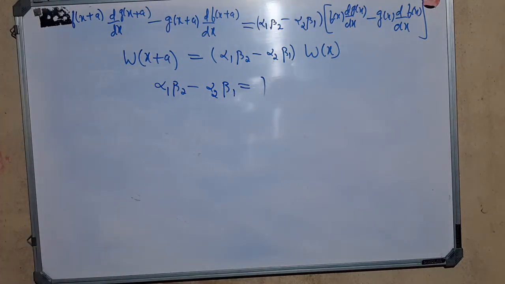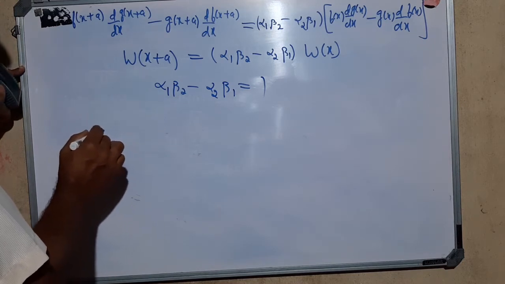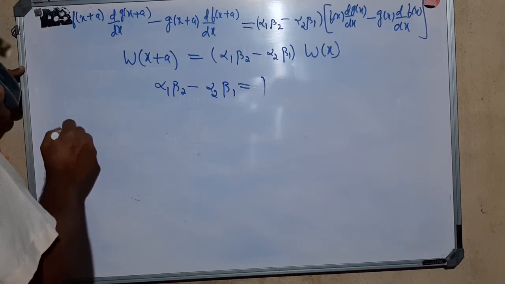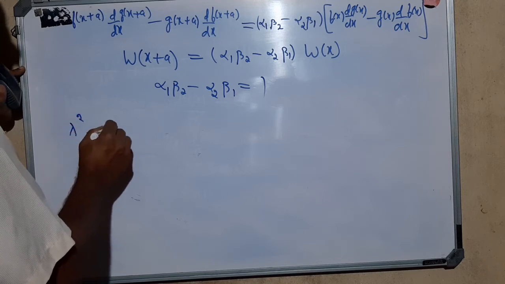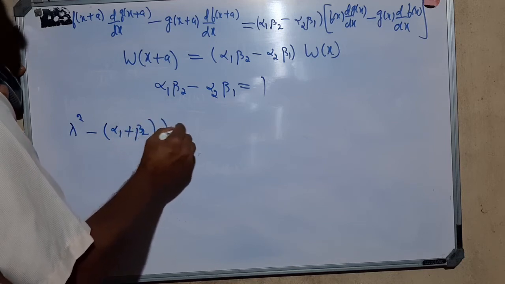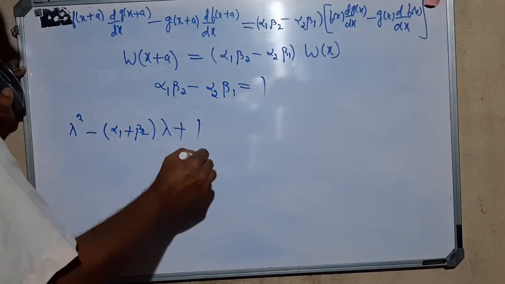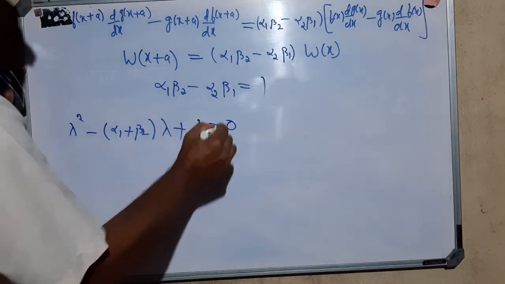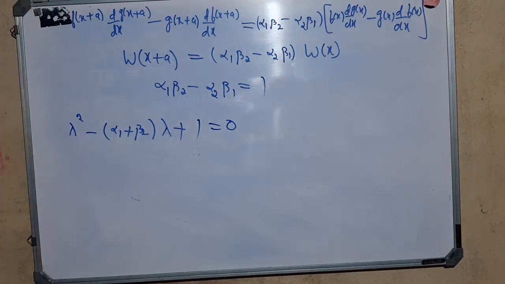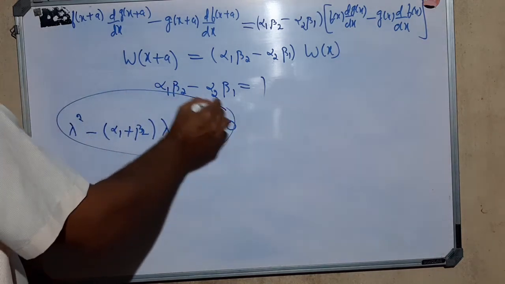Therefore, what happens to equation number 5? See, equation number 5, you refer, observe in your notebook now. It says lambda square minus alpha 1 plus beta 2 into lambda plus alpha 1 beta 2 minus alpha 2 beta 1. According to now, this is equal to 1, this is equal to 0. So, now this is a quadratic equation.